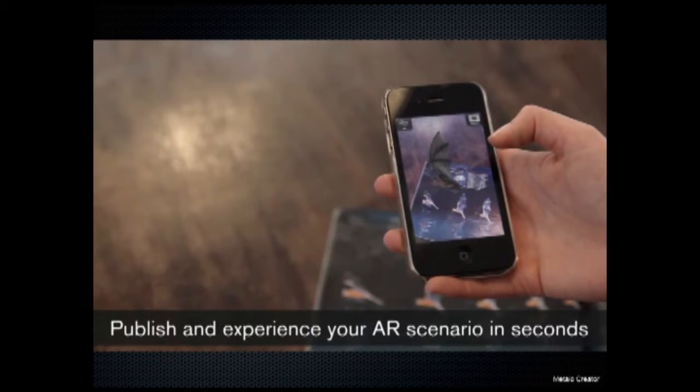I don't want to spend a lot of time here other than to set the stage for thinking about some of the tools that are out there that we can actually get our hands on today. So you guys know Metaio. They've got their mobile AR kit called Junaio, and they've got something called the Metaio Creator that, as it says right here, lets you publish and experience your AR scenario in seconds. That sounds pretty cool, right? That knocks down some of the barriers.